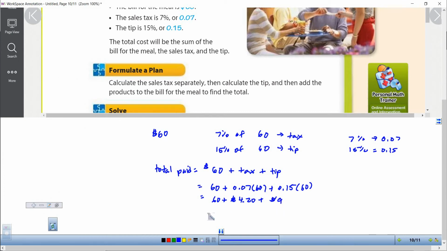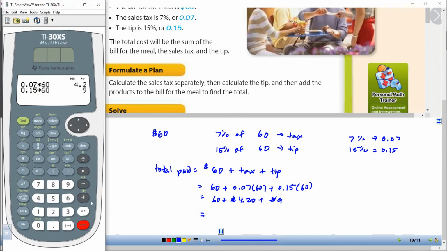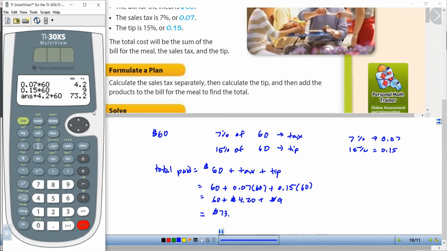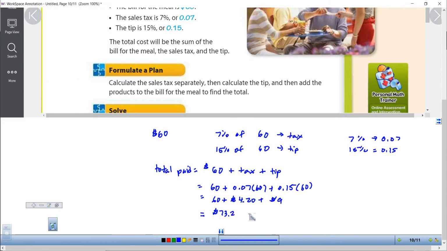Okay, so if we add all those together, we get 60 plus 4.20 plus 9. So we have the 9 plus the 4.20, plus the $60 originally that we had, and we get $73.20. And remember, this is money. $73.20 total.